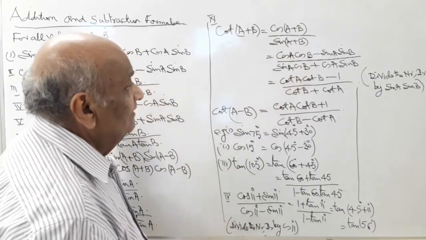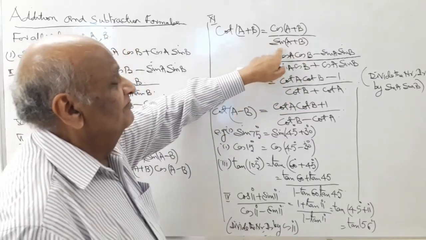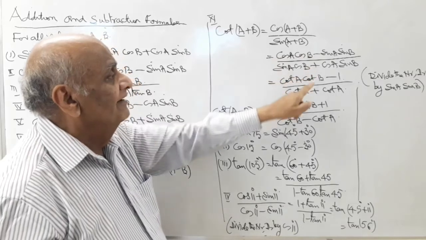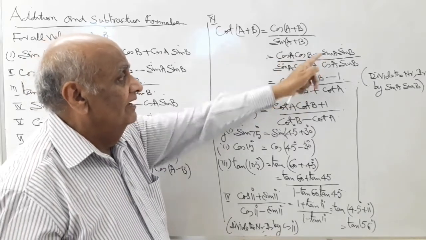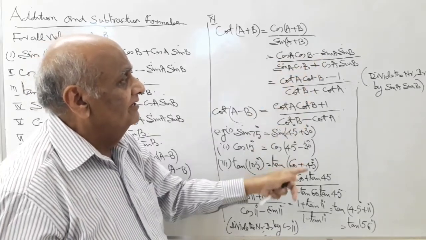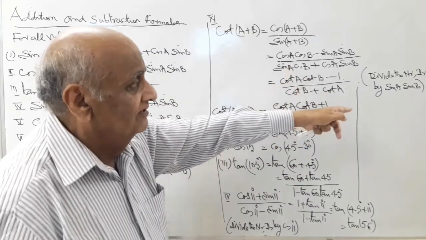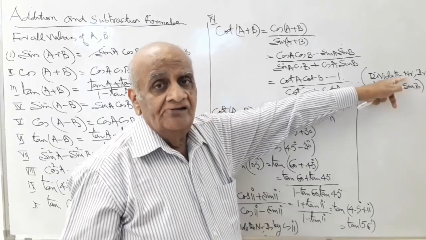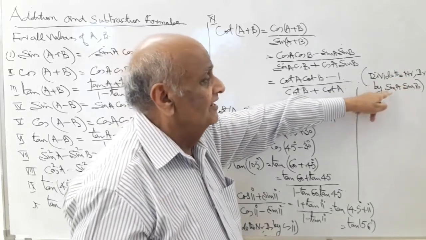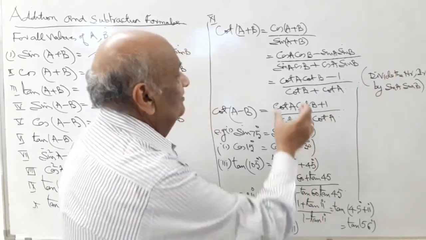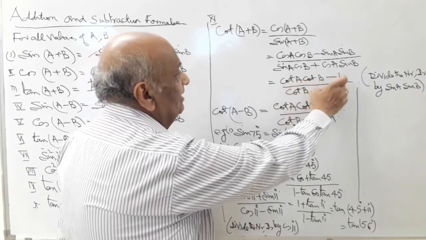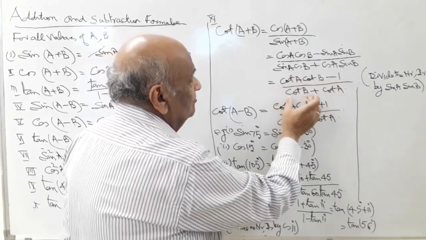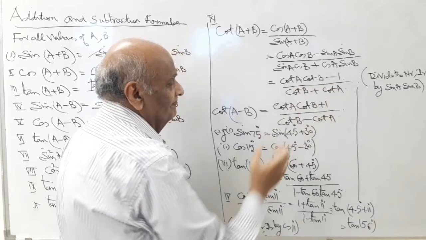Put up the value of cos(A plus B) and the value of sin(A plus B), and then divide the numerator and denominator by sin A sin B. This I have written: divide the numerator and denominator by sin A sin B. It will be cot A cot B minus 1 upon cot B plus cot A.